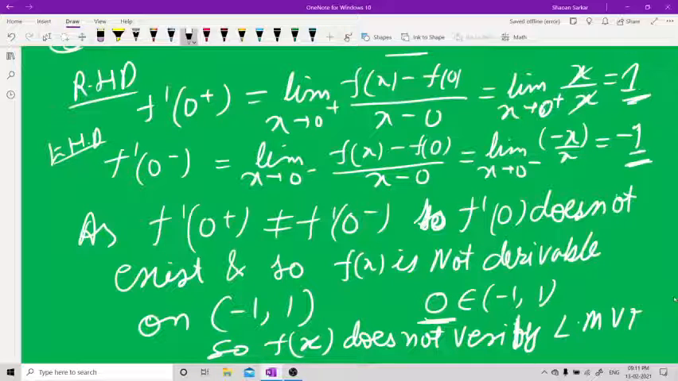Suppose it is not 0, some other point also. I'm taking the general case. So for any function, if for a single point the function is not differentiable at that point, the LMVT will not be verified. If you take any other function, and if at some point between that interval that function is not differentiable, then LMVT is not verified.